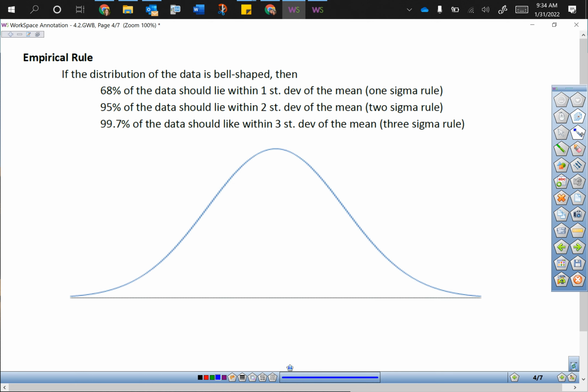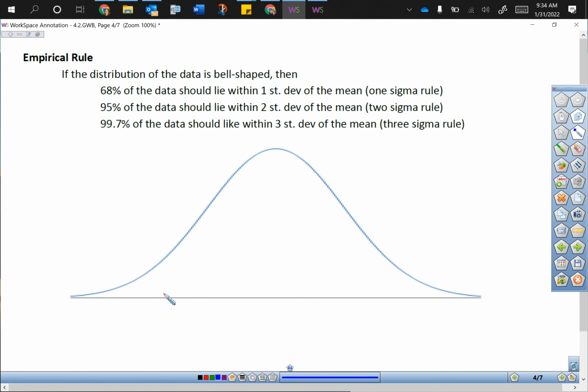And the empirical rule is also known as the 68, 95, 99.7 rule. So 68% of the data should lie within one standard deviation of the mean. 95% of the data should lie within 2 standard deviations of the mean. And 99.7% of the data would lie within 3 standard deviations of the mean. Now, another thing that they call this is the 1, 2, and 3 sigma rule, because standard deviation is just sigma. But here's what it means.